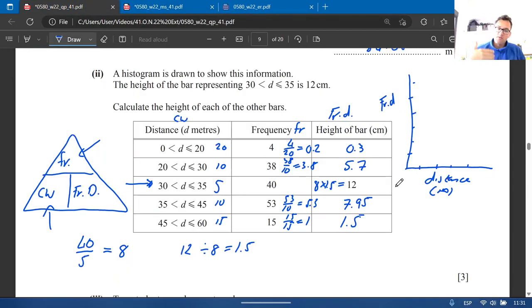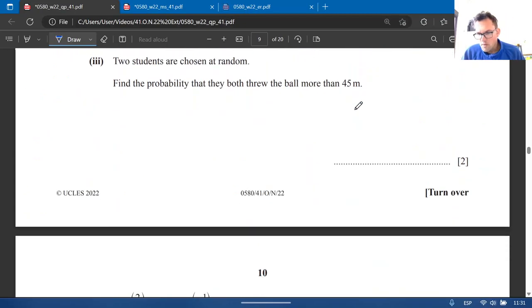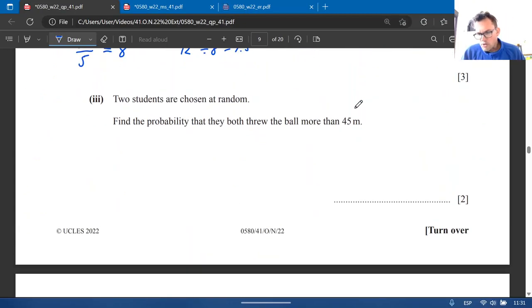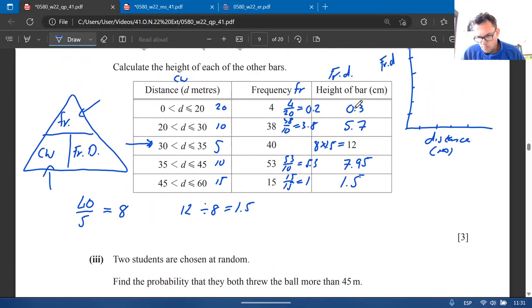So yes, difficult again, they ask you a histogram question without an actual histogram. But this is what it boils down to. Just write down the formula and work from there. Two students are chosen at random. Find the probability that they both threw the ball more than 45 meters.